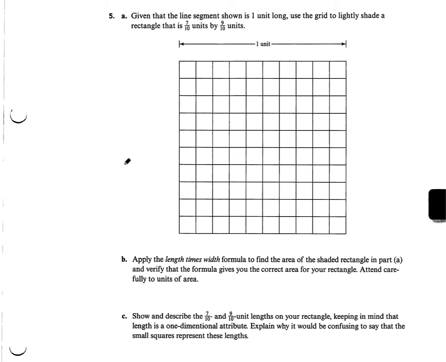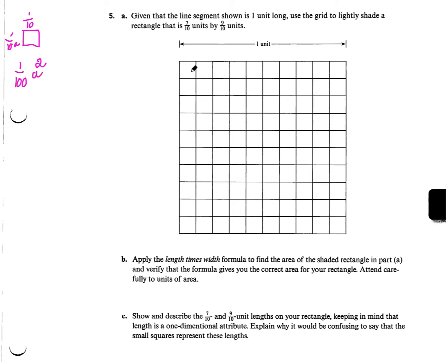In number 5, we're given a line segment that's 1 unit long. This is 1 unit by 1 unit. So each one of these boxes represents a box that is 1/10 of a unit by 1/10 of a unit. So 1/100th of a square unit, because we're taking 1/10 times 1/10. It's asking us to lightly shade a rectangle that's 7/10 by 9/10.